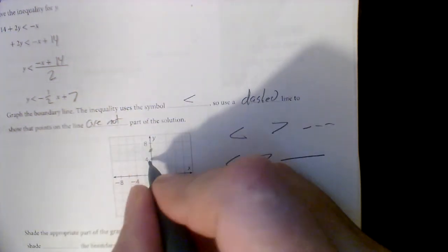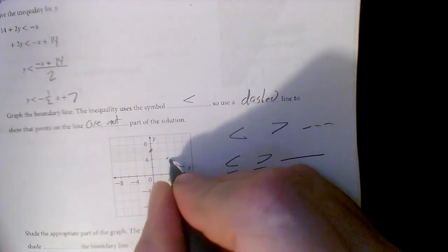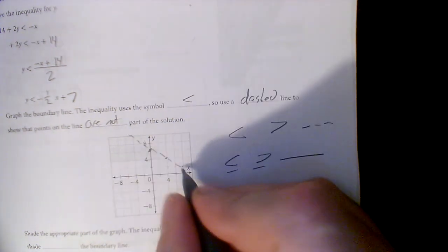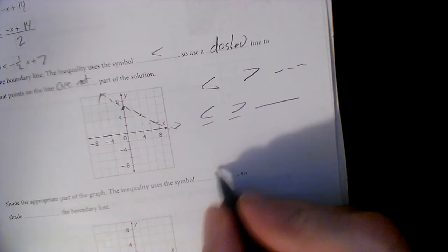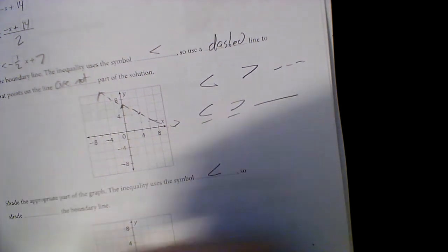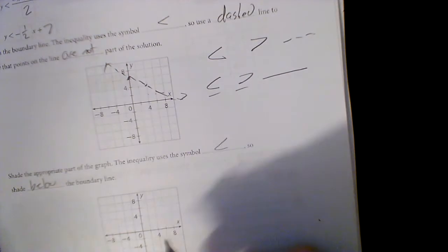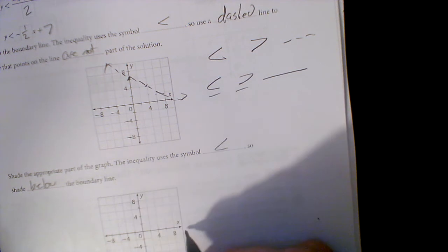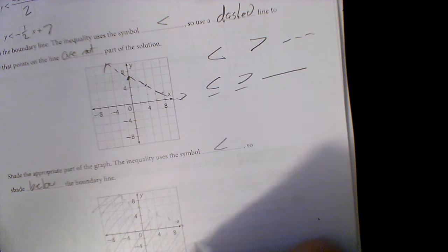Let's graph this guy. Looks like it's got a y-intercept of 7. It's got a negative 1/2, so down 1 over 2. I'll do another dot, now 1 over 2. Can use a dashed line to go through this, right? To shade the appropriate part of the graph, the symbol is less than, so shade below the boundary line. So let's graph it here too. We crossed here, here, dashed line, and less than means it's everything down here.